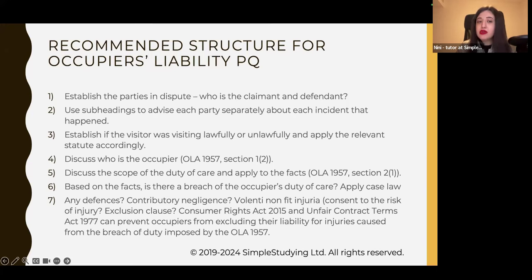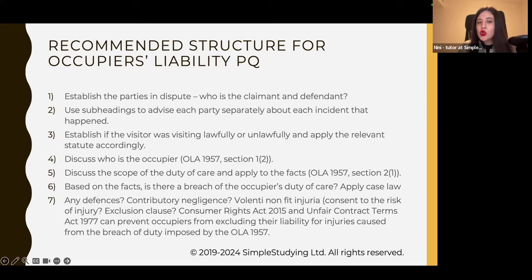Establish if the visitor was visiting lawfully or unlawfully. Very important, because whether or not the visitor was lawful or unlawful, according to that, you have to apply the relevant statute. If it's the 1957 Act, that's for lawful visitors. If it's the 1984 Act, it's for unlawful visitors, trespassers.